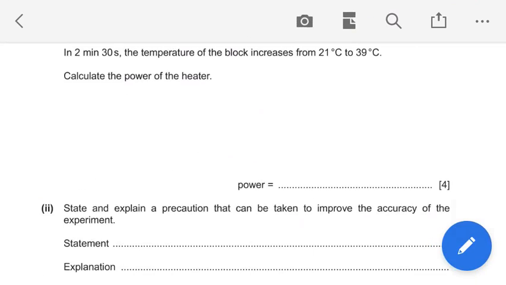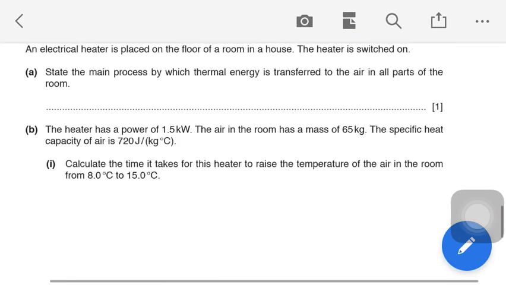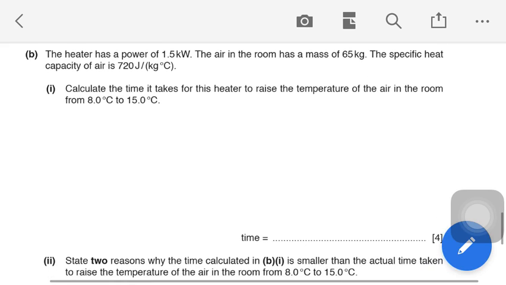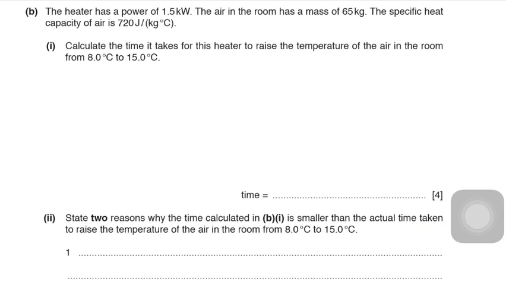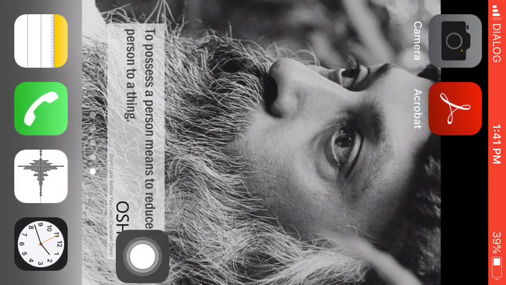Okay, now we are looking at question number 3, B part. So if you haven't read the question, please pause the video and read it. The idea of the questions is again and again fundamentally the same. There is not much of a difference.